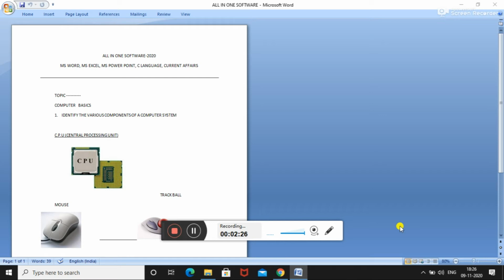What are computer input devices? There are some important input devices which are used in a computer. First one, keyboard, mouse, joystick, light pen, trackball, scanner, graphic tablet, microphone, magnetic ink card reader, optical character reader, barcode reader, optical mark reader.